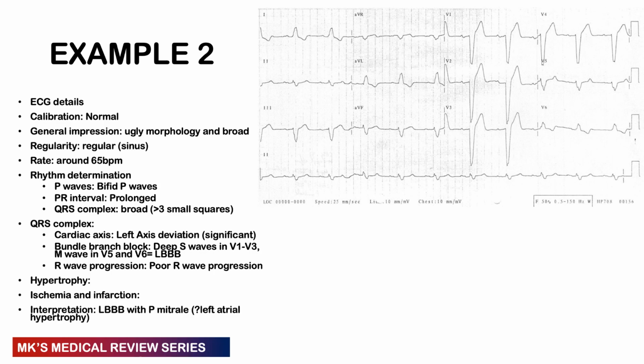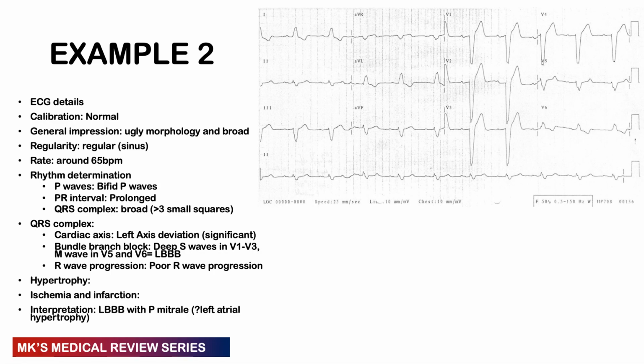We look at the general impression of this ECG. We can see that there are some ugly morphologies that we can see just quickly by glancing at it. They are also broad. The QRS complexes are more than 3 small boxes. When we look at the regularity, is it regular? We measure the distance from here to here, from here to here, from here to here. We can see that the distances are rather the same.